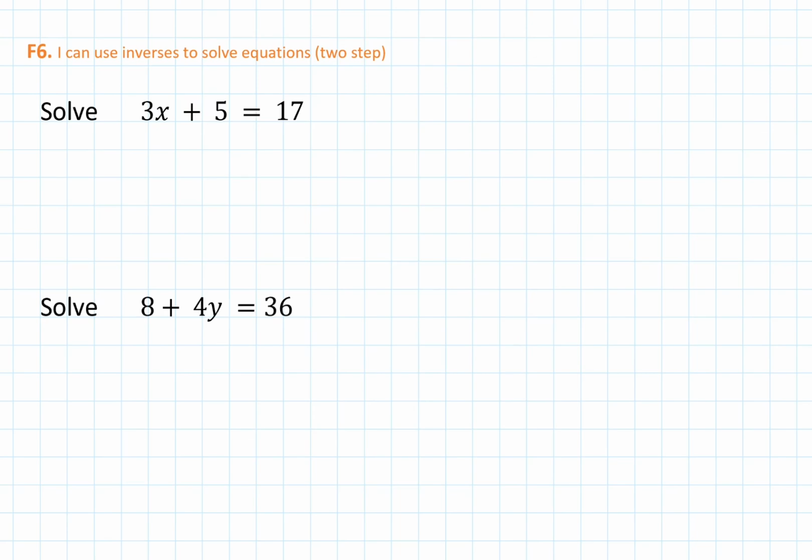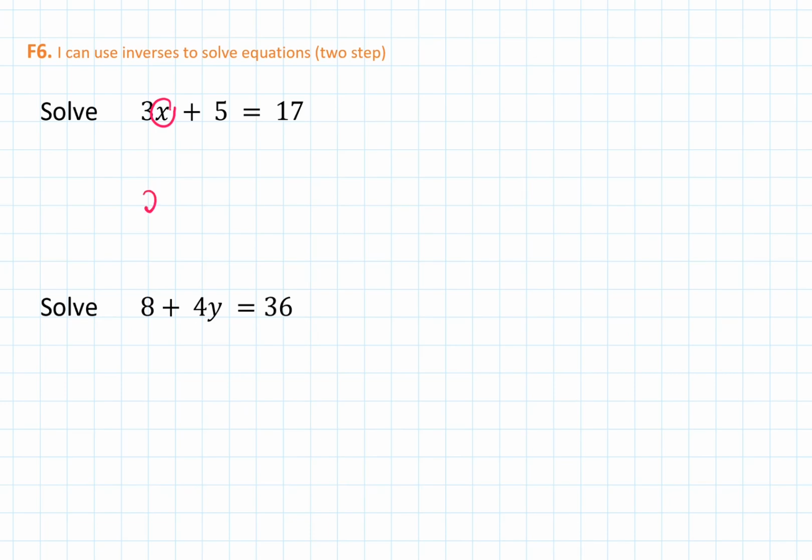Here, our equation is 3x + 5 = 17. We will be trying to find the value of the variable x, and we can do that by using a function machine. So let's do the function machine together.